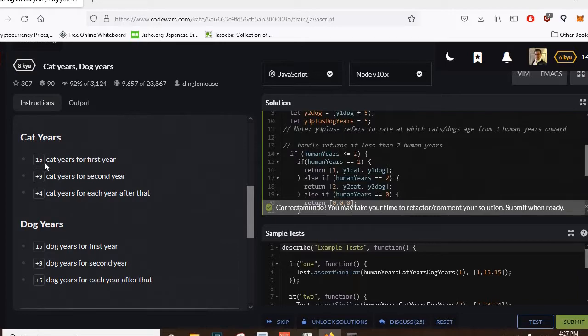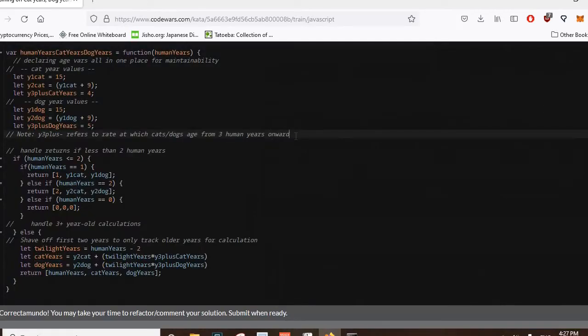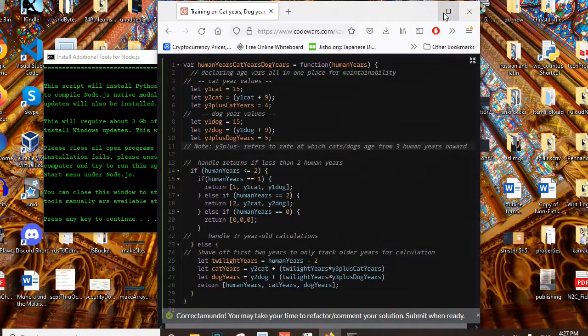For cat years, the calculation starts off as 15 for year 1, then 9 for year 2, then plus 4 for each year after that. The first two are the same for dog years: 15 for year 1, 9 for year 2, and then plus 5 for each one after that. And with that out of the way, I will open up my code to look more specifically at that.